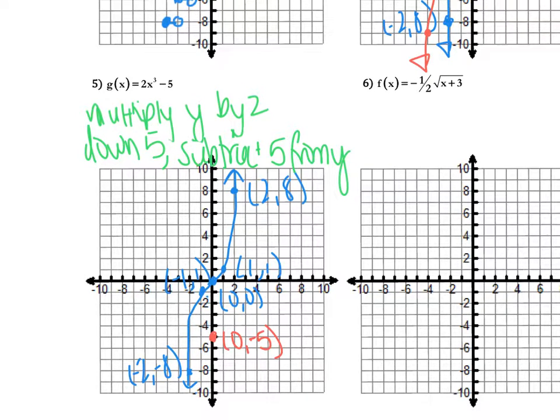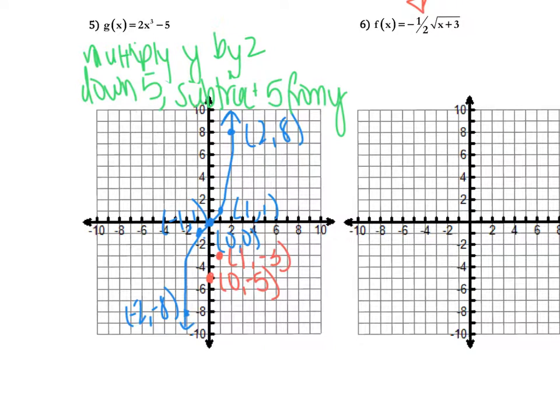Okay. Then for the next one, I'm going to multiply y by 2, so that gives me 2, and then I'm going to subtract 5, so that gives me negative 3. So my next ordered pair is 1, negative 3. Okay.